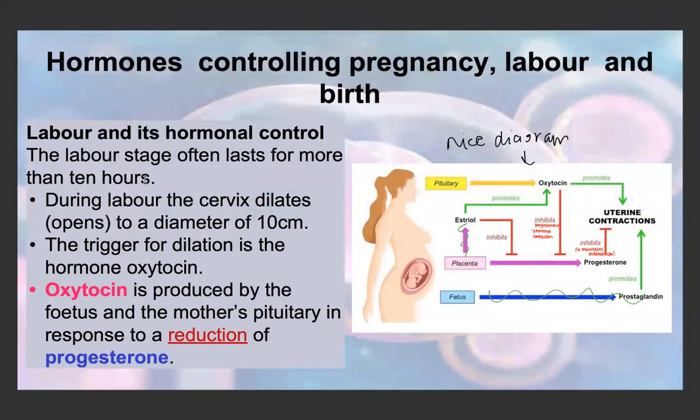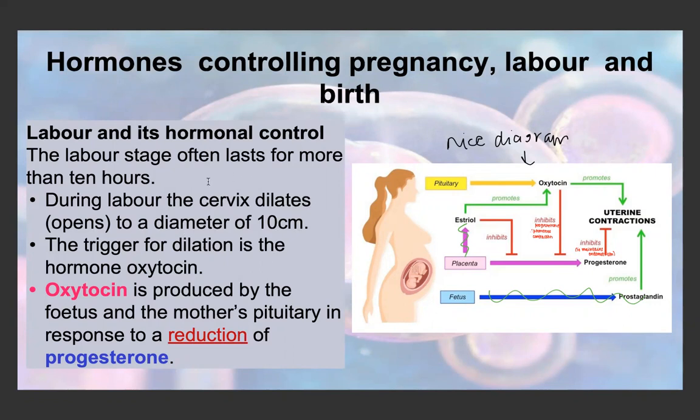If we look at labor and how it's controlled by hormones, this is quite an interesting diagram, but it's a little bit too detailed because we don't even know about something like estriol, prostaglandin, and that sort of thing. So the labor stage can last for a good number of hours. During labor, the cervix dilates to 10 centimeters. We saw in another video that the cervix is originally only around 2.5 millimeters. So this is massive dilation.